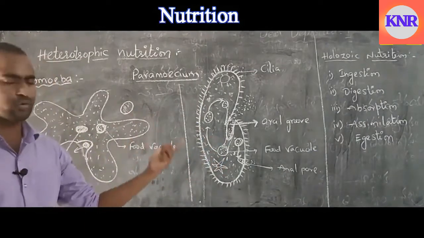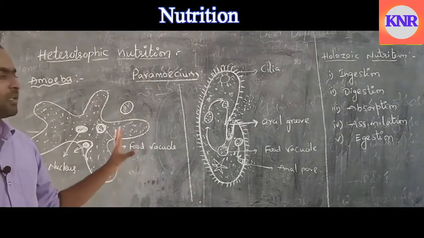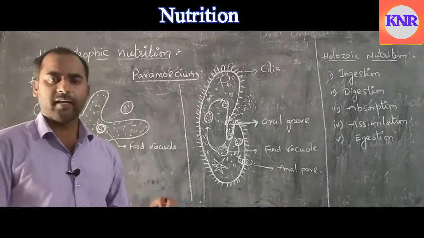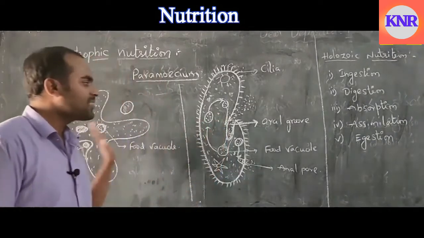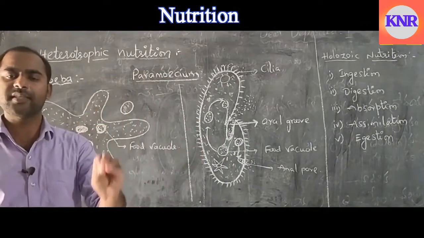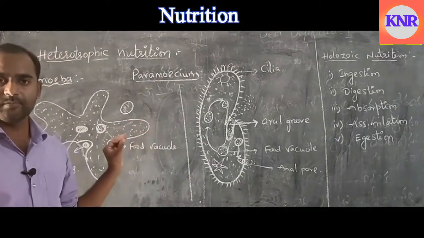So these two are protozoans and unicellular organisms. In these two, intracellular digestion takes place. These are simply single-celled organisms, and inside that cell the digestion process takes place. That is why this is called intracellular digestion.